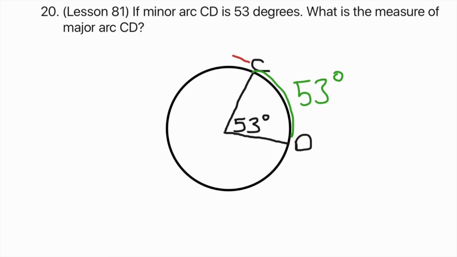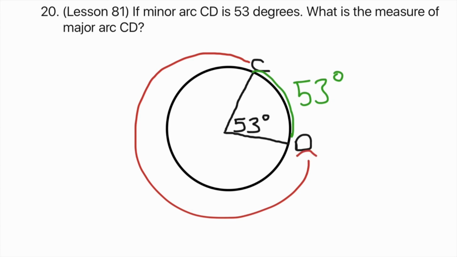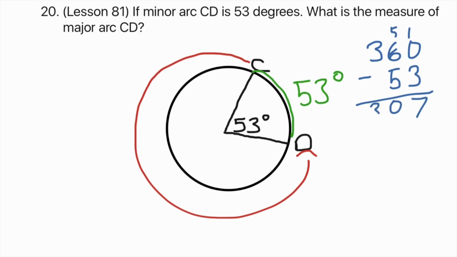Now, major arc CD is going to be bigger than 180, so it's all the way around the circle, from C all the way around to D, the long way. We know a circle is 360 degrees all the way around, so that's what we're going to use to help find the major arc. We need to do 360 minus the minor arc, which is 53 degrees, and that will give us 307. So that means major arc CD is 307 degrees.